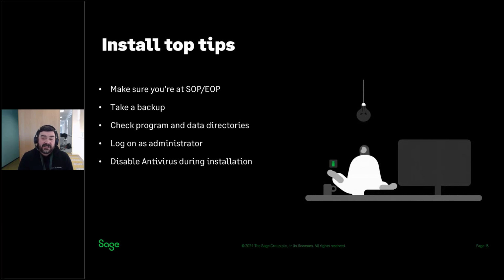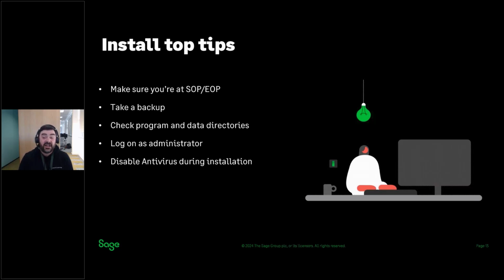Here are some other tips. Number 1, when you do the installation, try to make sure that you're either at start of period or end of period, as that will minimize the chance of any data issues when the data is upgraded. Second tip is to ensure that you have an up-to-date backup of your payroll data. So if the worst does happen, you have some data you can restore.